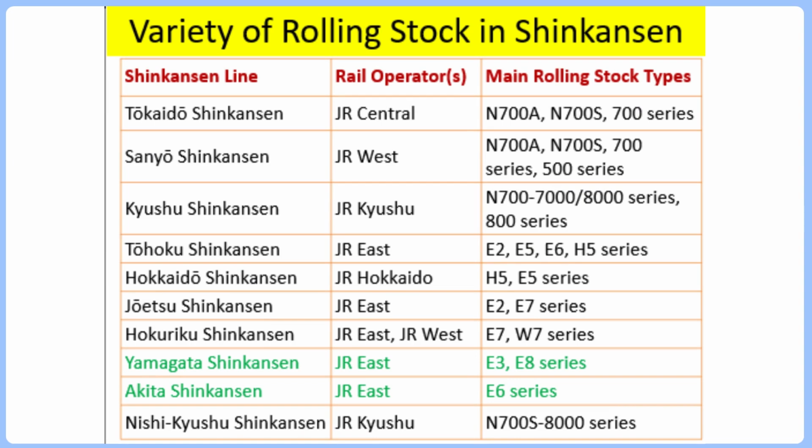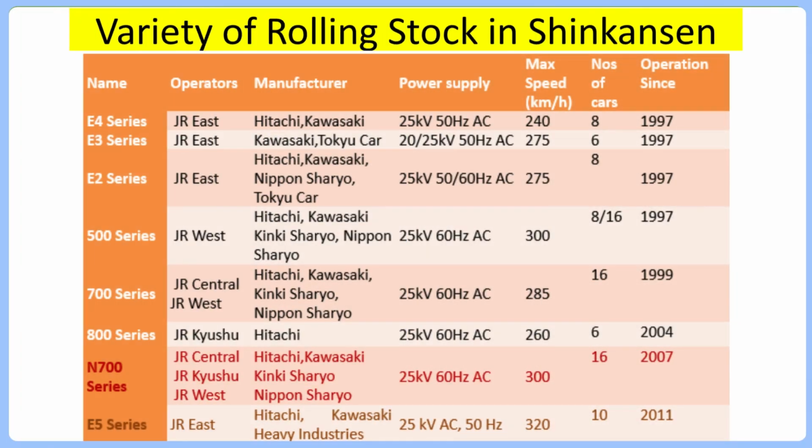There are 10 Shinkansen lines, 8 major and 2 small, and there are different operators operating in different Shinkansen. For example, in Tohoku Shinkansen JR East operates using E2, E5, E6 and H5 series rolling stock. In Tokaido Shinkansen JR Central operates using N700 series rolling stock. This is the list of the types of rolling stock presently running in Shinkansen services.